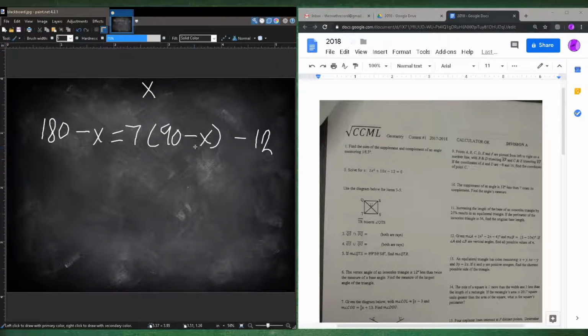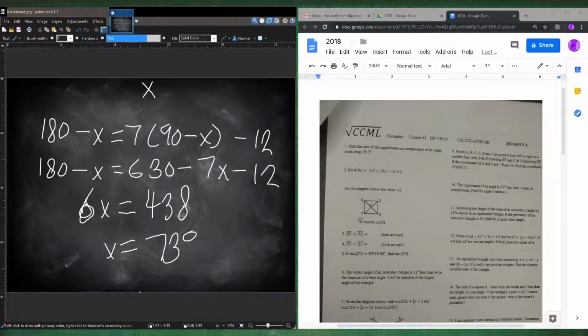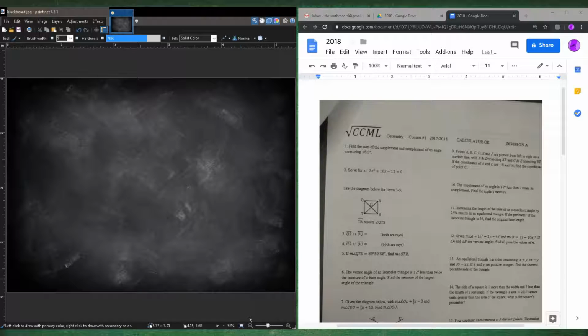Okay? So let's simplify this. We have 180 minus x is equal to 630 minus 7x minus 12. Now we get the x to one side and the numbers to the other side, so plus 7x to both sides, so that's 6x is equal to 630 minus 180 minus 12, which is 438. 438 divided by 6 is equal to 73. So for number 10, find the angle measure. The angle measure is 73 degrees, which we were just looking for. So the answer is just 73. It's just that simple. All you had to do was create an equation.